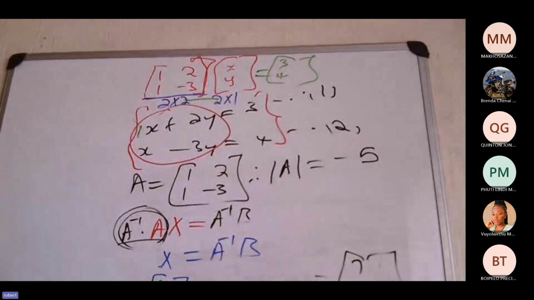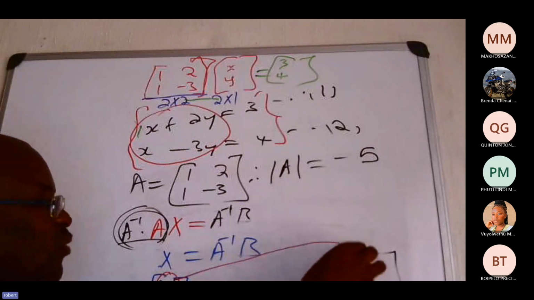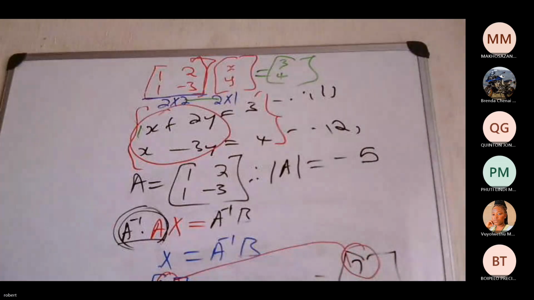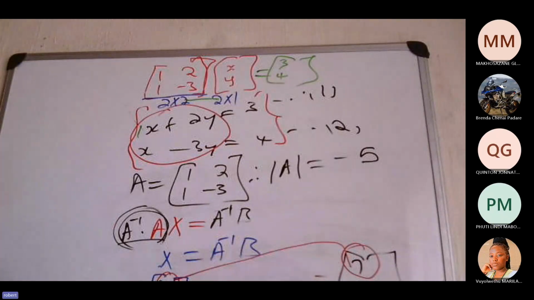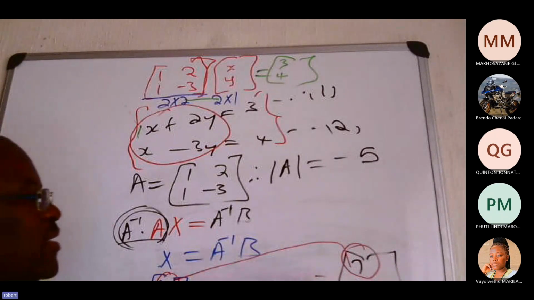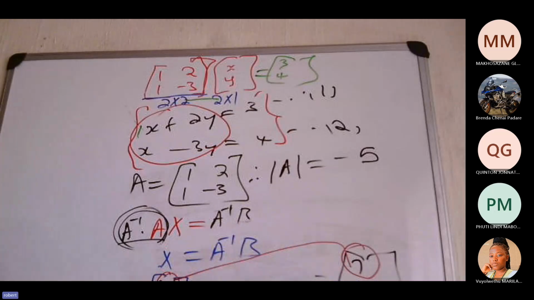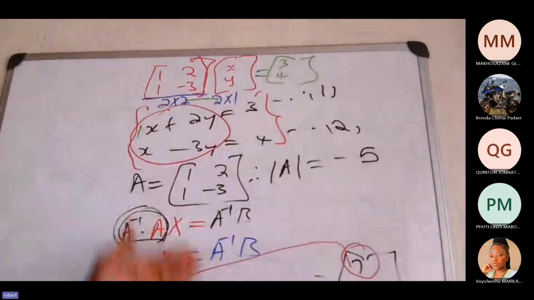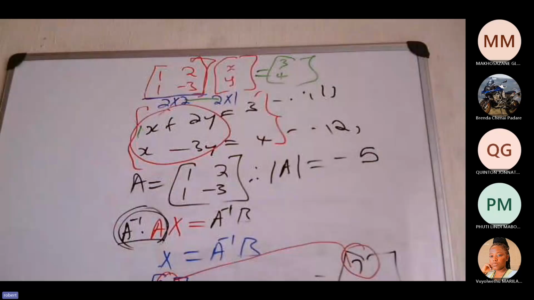And we've said two matrices will only be equal if and only if their respective elements are equal. Meaning, this X here must be equal to 7. That is, X is equal to 7. And this Y here must be equal to 8. Then we are done. That is, in general, we have solved this using matrices.